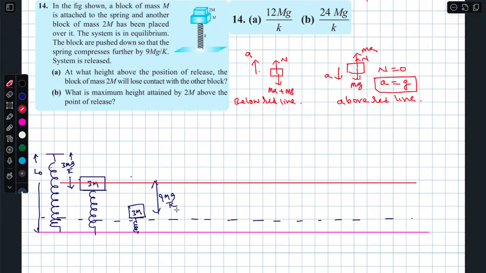So now they are asking any height above this reference blue line. At what height above the position of release will the block of mass 2m lose contact with the other block? So you require an acceleration equivalent to g. Right, no issues. g in which direction? Downwards. Right. Suppose I am taking some position here and some position here where the acceleration is directed down by g.